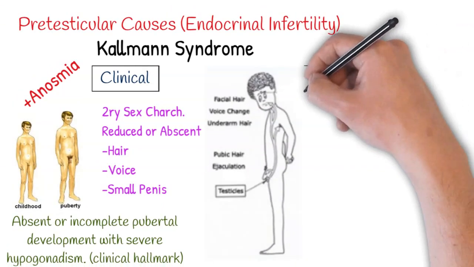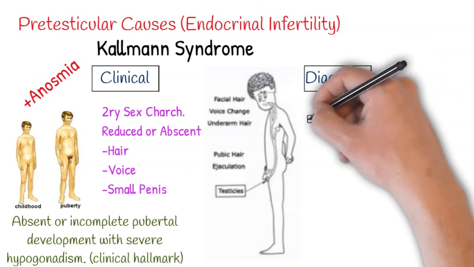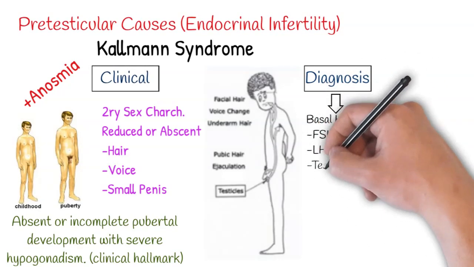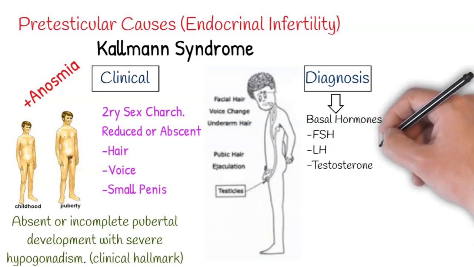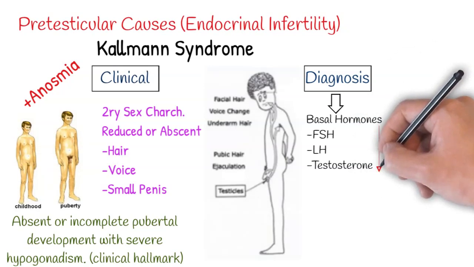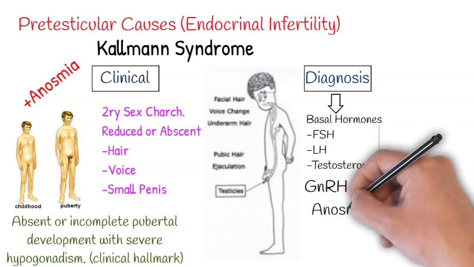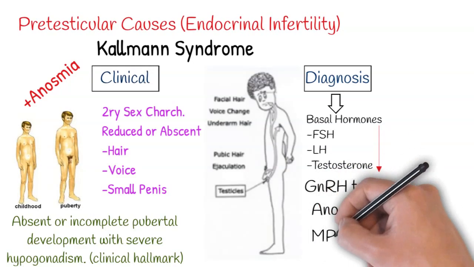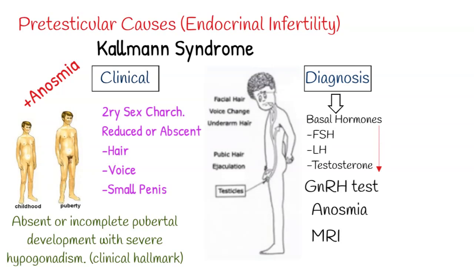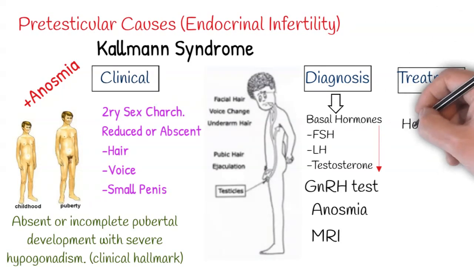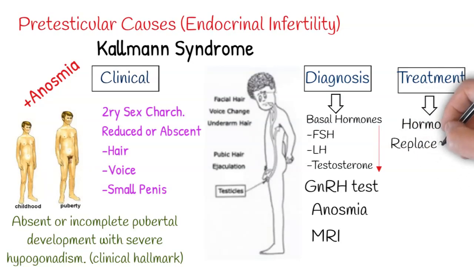طيب how to diagnose a case of Kallman syndrome؟ أول حاجة عندنا البيزال هرمونز، ال FSH هرمون، LH هرمون، testosterone هرمون all are decreased. تاني حاجة عندنا ممكن نعمل ال GnRH test أو test for smell for diagnosis of anosmia أو ال MRI to test for hypothalamic lesions. تاني حاجة وآخر حاجة عندنا ال treatment of Kallmann syndrome هو عن طريق الهرمون replacement therapy.